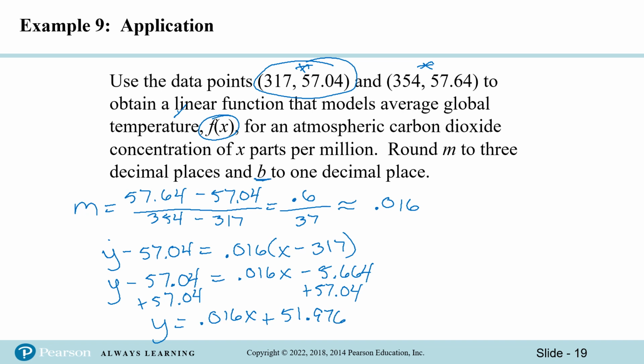And they said round b to 1 decimal place. Okay, so to 1 decimal place, we've got the 0.9. If we look at the number that's next to it, which is a 7, that means the 9 has to get rounded up to the next higher number. But because it's 9, that's going to turn that into a 52.0. You do have to write the 0.0 if they told you to round to 1 decimal place. All right, now they said use f of x, so we're going to replace the y with f of x.